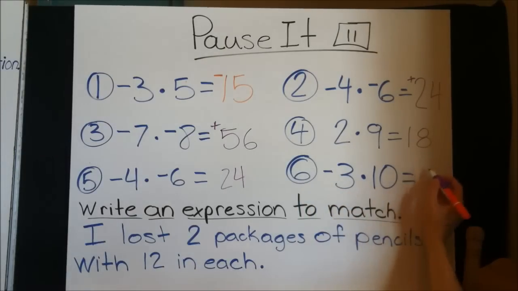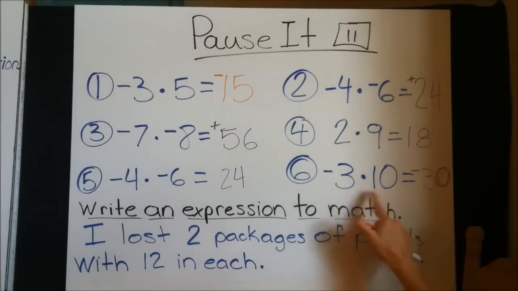Number 6, negative 3 times 10. I know 3 times 10 is 30, and a negative times a positive is a negative. I owe 10 friends $3, and in all I owe $30.